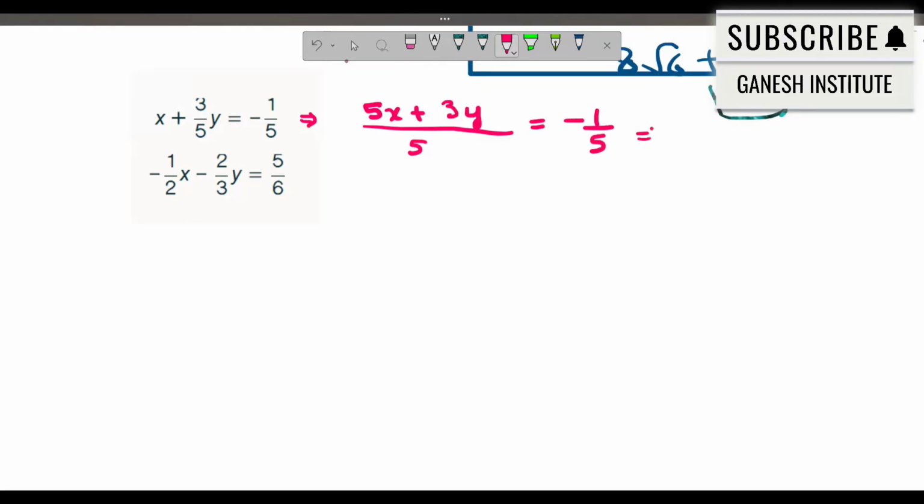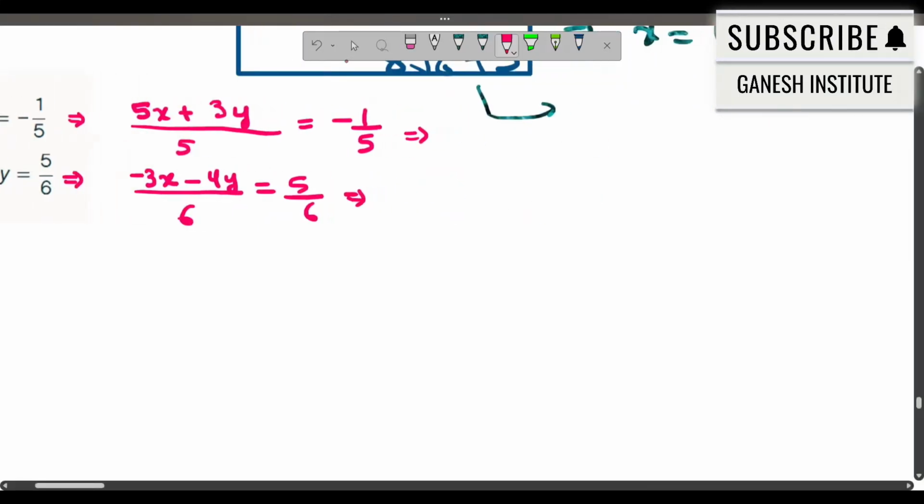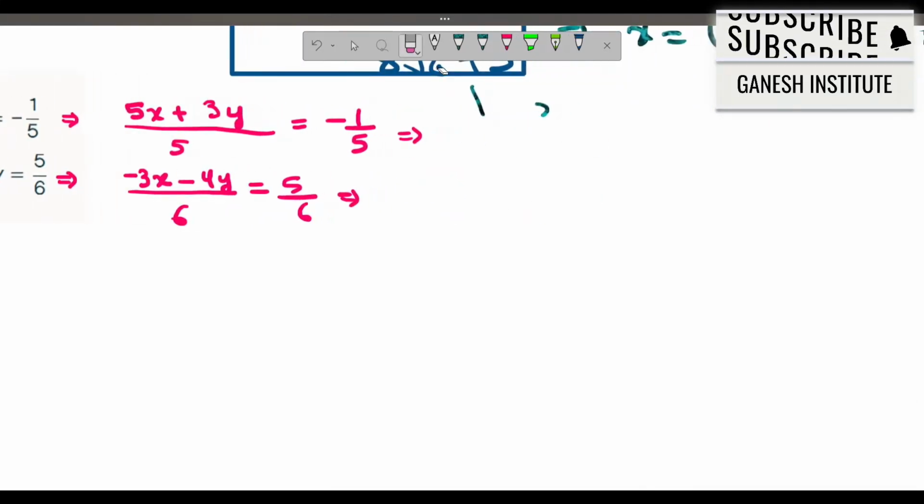And then for the bottom, our LCM would be 6. So then we would do times 6, sorry, times 3. You would do times 3 too. So that's 3, negative 3x minus negative 4y is equal to 5 over 6. Okay, perfect. So you have a hold of this fraction part definitely. Slightly, yes.